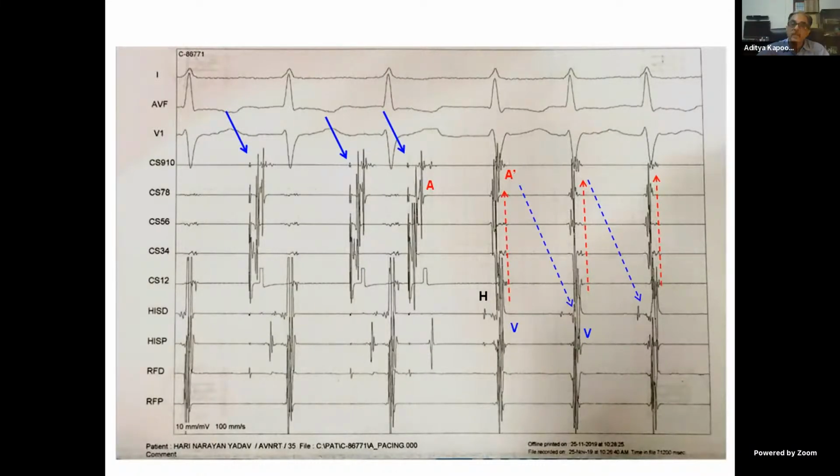Why is the VA interval short? In AVNRT we see pseudo R and pseudo S on the ECG. So why is the P wave falling inside the QRS? Because it conducts retrograde through the fast pathway. Correct. So retrograde conduction is very fast.